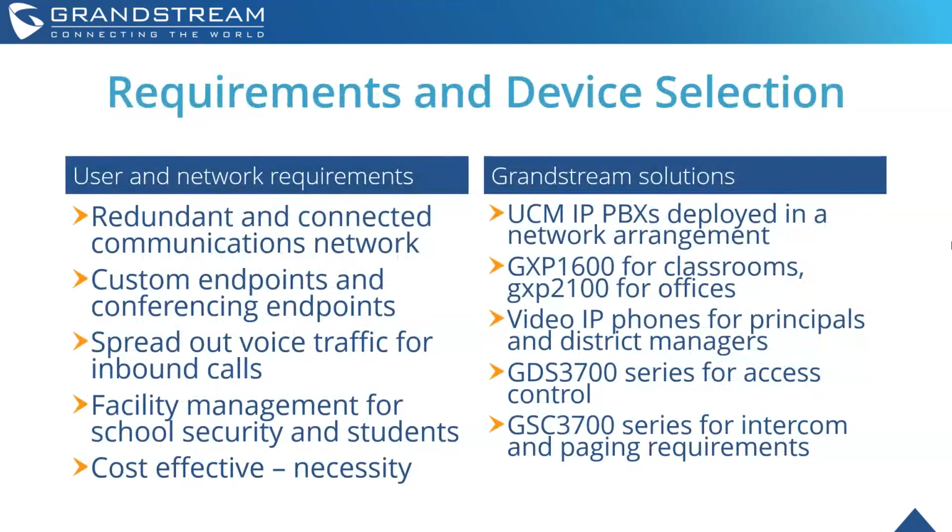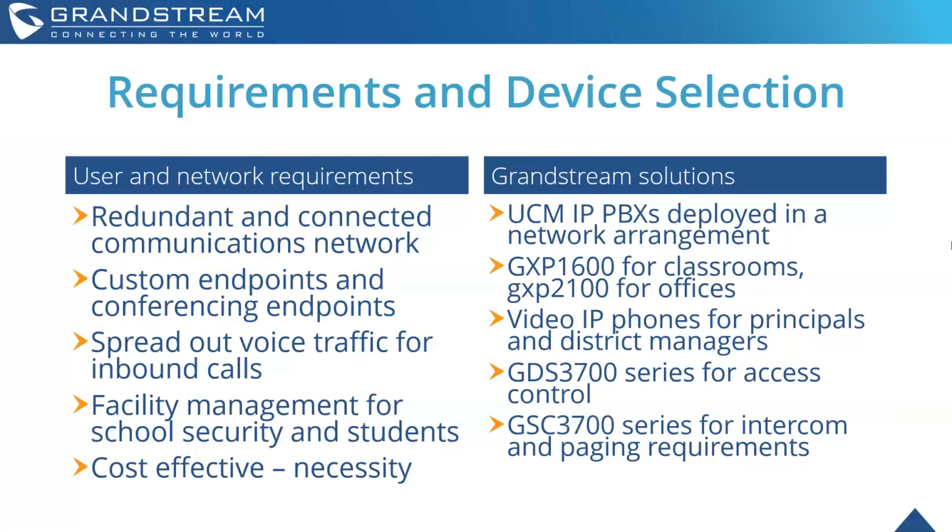All right. So what I was talking about earlier here, the requirements of this particular case study and the devices that were chosen. So, user network requirements. They needed something that was redundant and connected to a communications network. UCM IPBX was deployed in a network arrangement in this example, and it was able to make a redundant and fail-proof solution, which we'll go to in a next slide here.